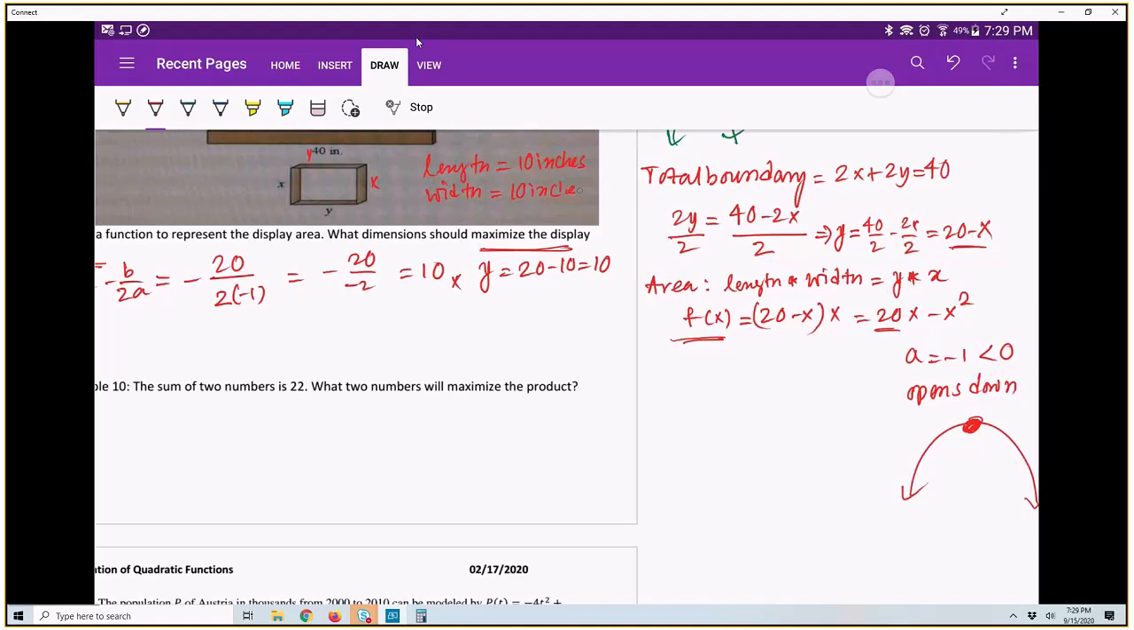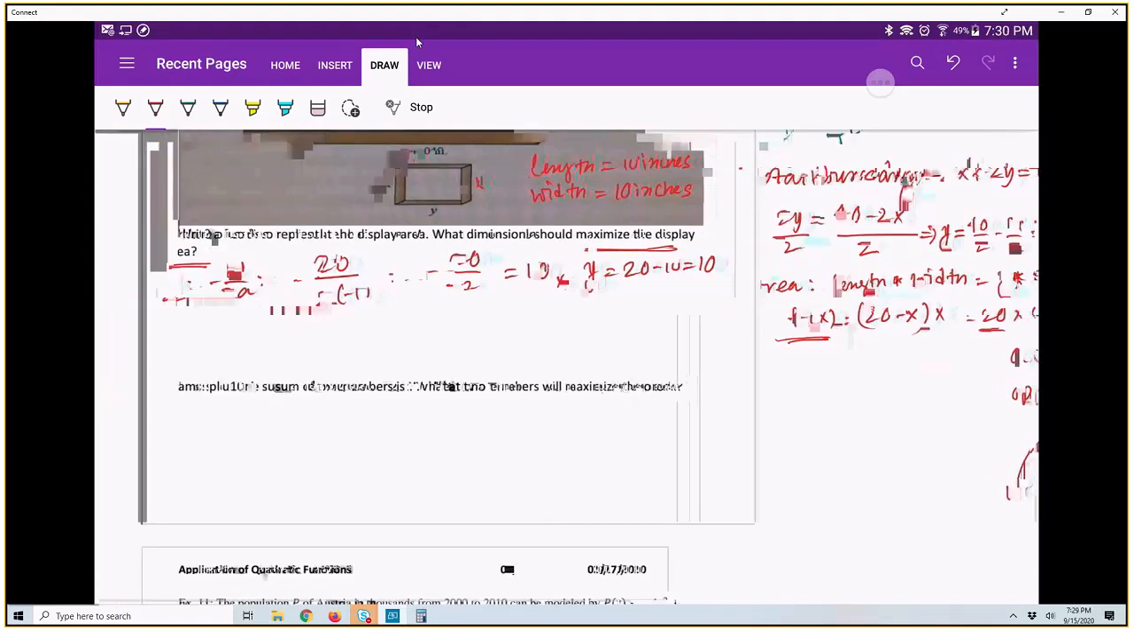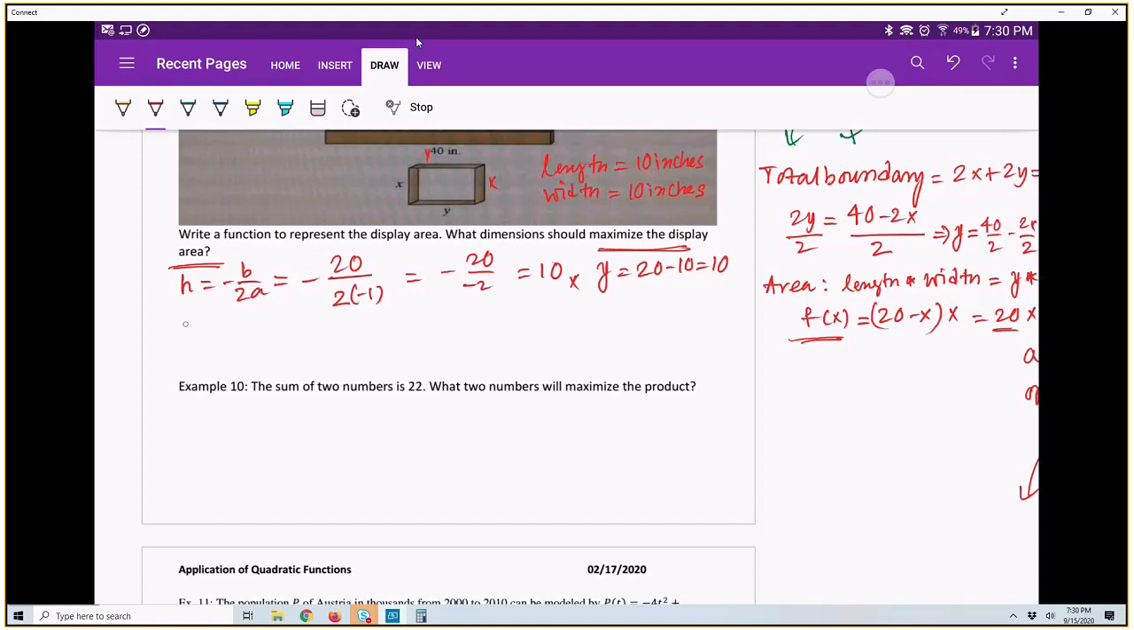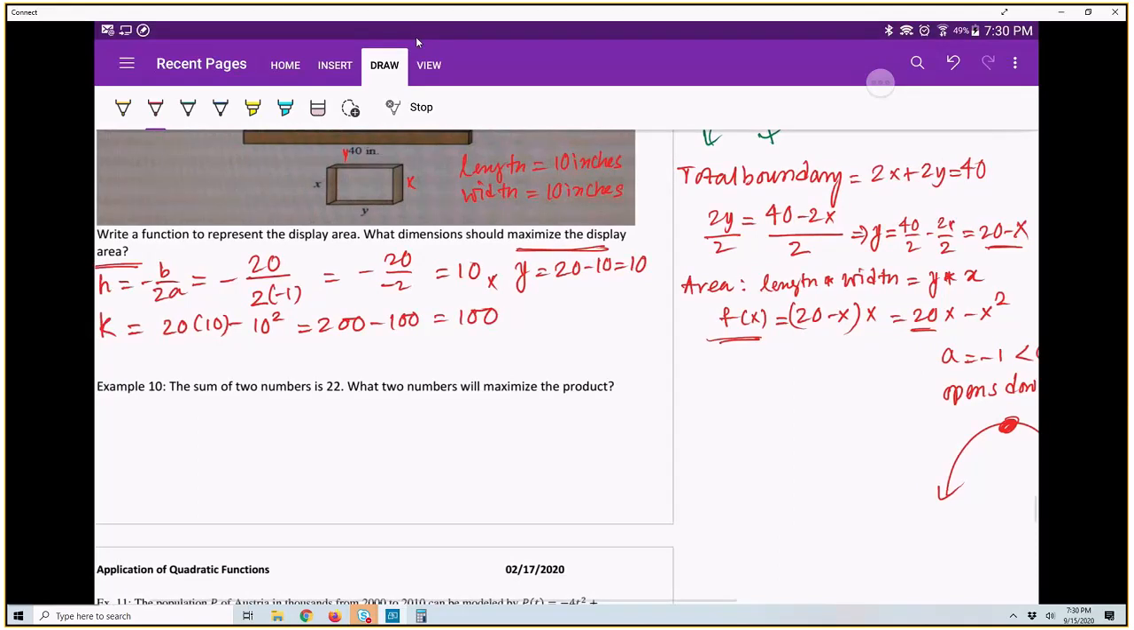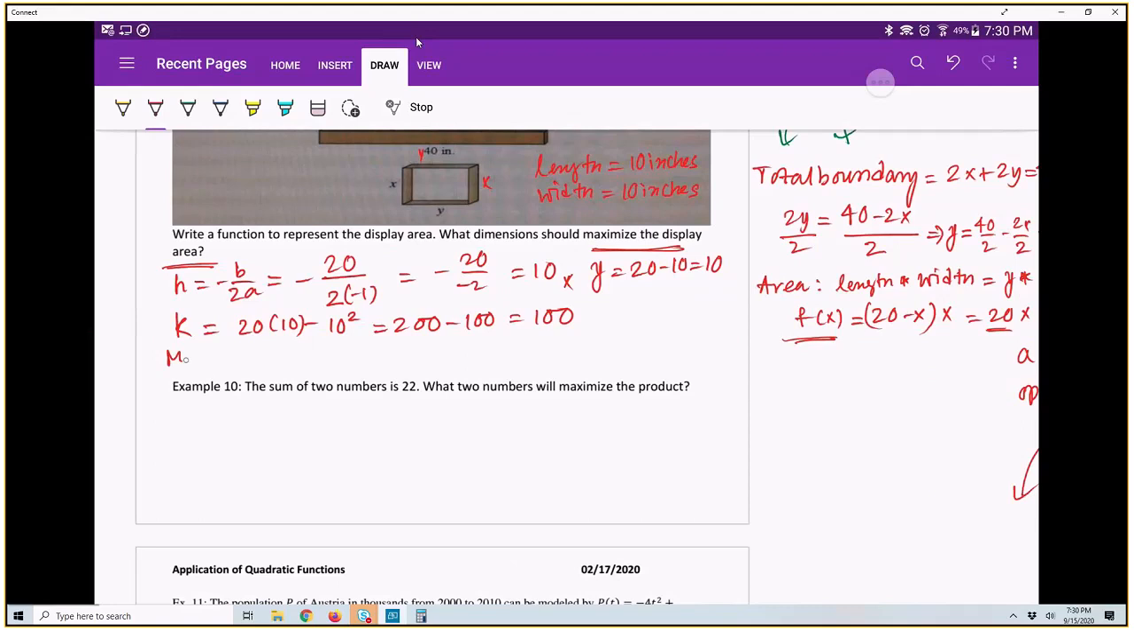And let's find the maximum area of the display area. Well, I have to find the k coordinate or the y coordinate of the vertex. So I'm going to go back to my original equation of the parabola, 20x minus x squared, and x is 10, so this is 20 times 10 minus 10 squared. 20 times 10 is 200, minus 10 squared is 100, and this is 100, and this is the maximum display area. So my final answer is the maximum display area is 100 square inches.